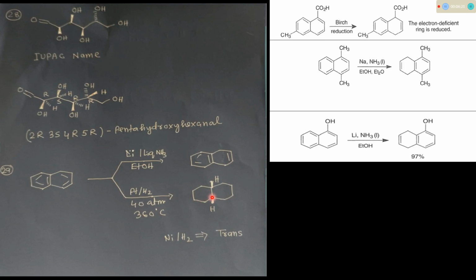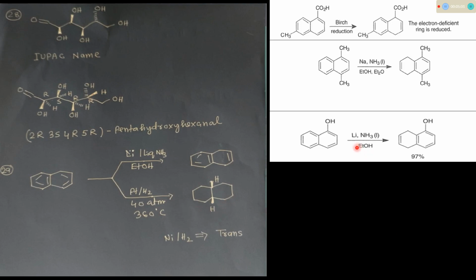So we will get the decalin molecule. If there is no pressure and the temperature is moderate, then partial hydrogenation will occur, only one ring will be hydrogenated. But since here we have high pressure and high temperature, the whole ring becomes hydrogenated and we will get decalin. If we use platinum and hydrogen, we will get cis-decalin. In place of platinum, if we use nickel and hydrogen under pressure and temperature, we will get trans-decalin.